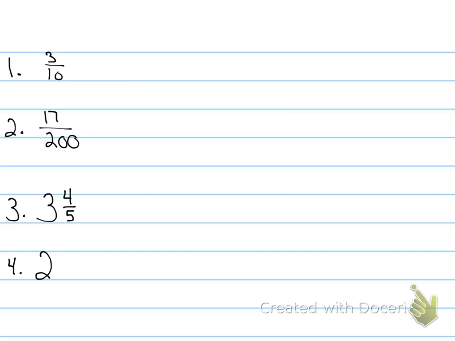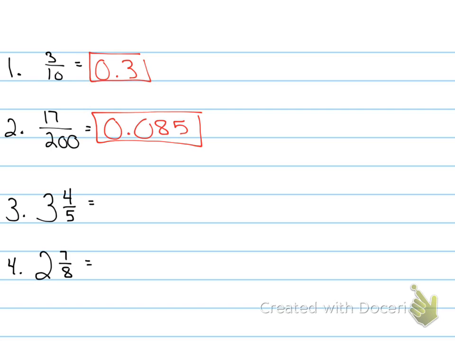Now I want you to do your turn, numbers 1 through 4. It's basically the same thing as we just did in example 1. We're changing the fraction to a decimal. So what's number 1 going to be? 0.3. Make sure you have that 0 out front. 3/10. All right, what about number 2? 0.085. Very good. 85 thousandths.